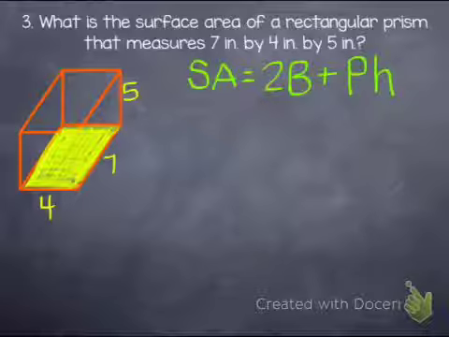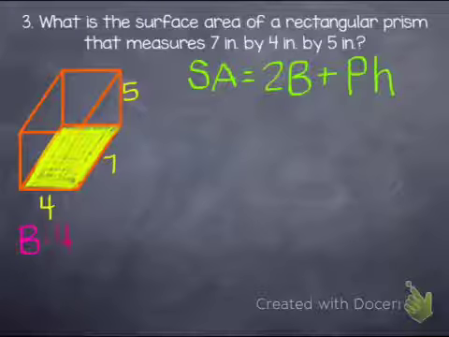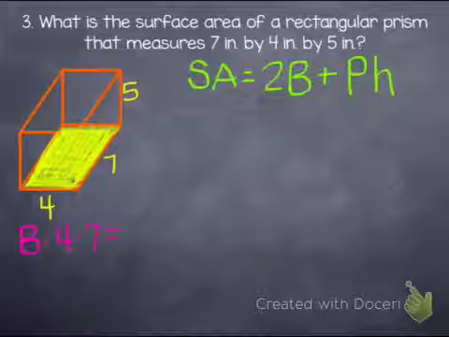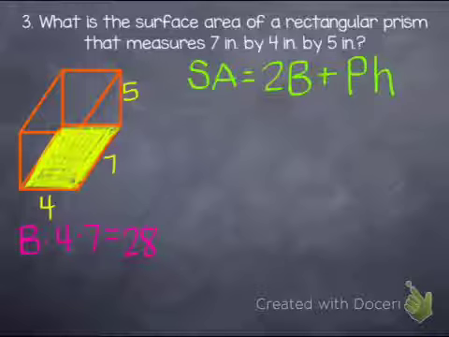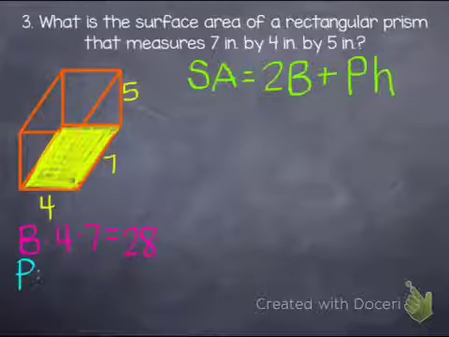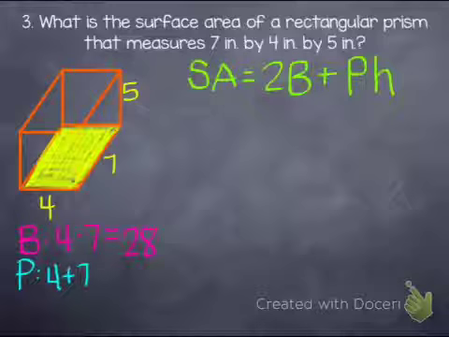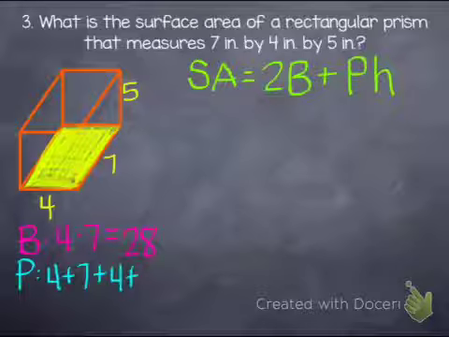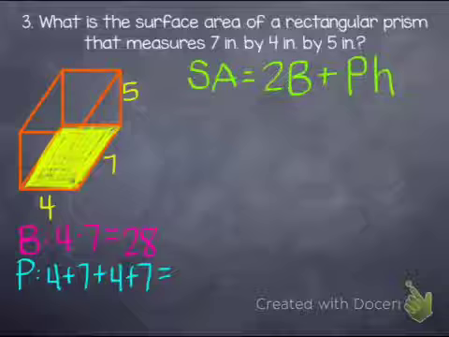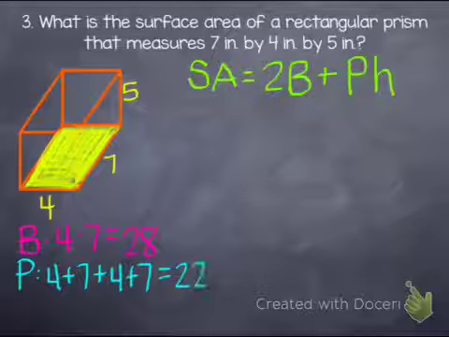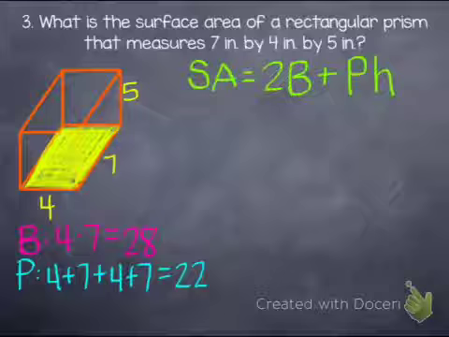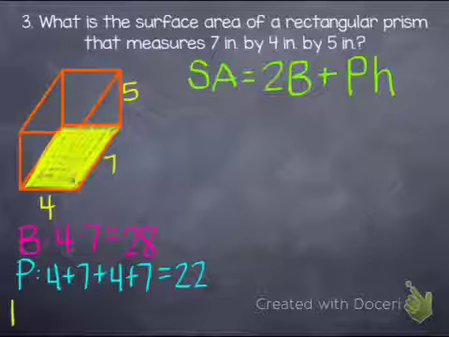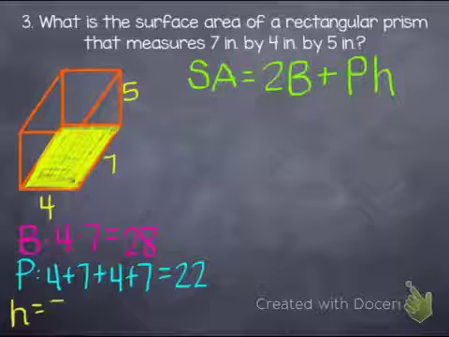And now we can start doing our calculations. So to find the base, we just need to multiply length times width, or 4 times 7. So 4 times 7 is going to give us 28. And next we need to find the perimeter. So to do perimeter, we're going to do 4 plus 7 plus 4 plus 7, which gives us a total of 22. And finally, our height is just equal to 5.